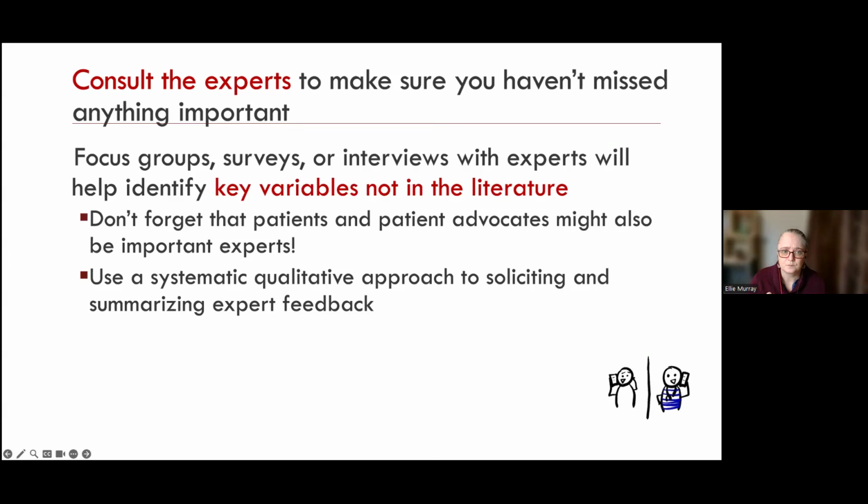Depending on the types of thing we're looking at, patients and patient advocates also might be really important experts. For example, if we were looking for confounders of adherence to surgery versus no surgery, we almost certainly want to be talking to patients about why they're making a decision to get or not get a surgery that they were randomized to get, rather than relying on the clinicians for their interpretation of what those patients had been thinking. And here again, we want to use a systematic qualitative approach for soliciting and summarizing expert feedback.